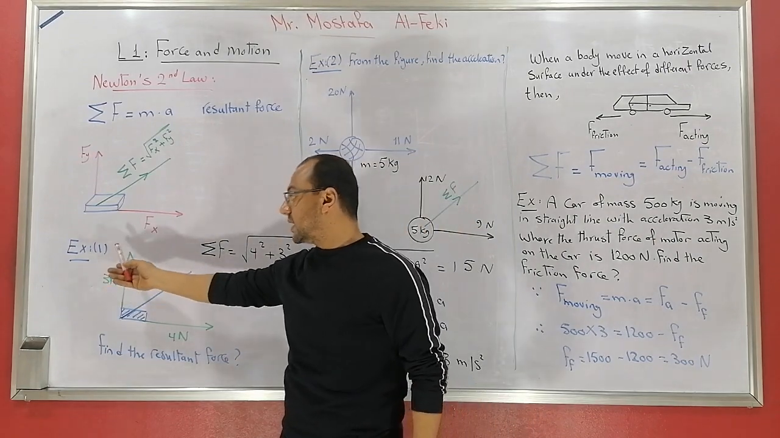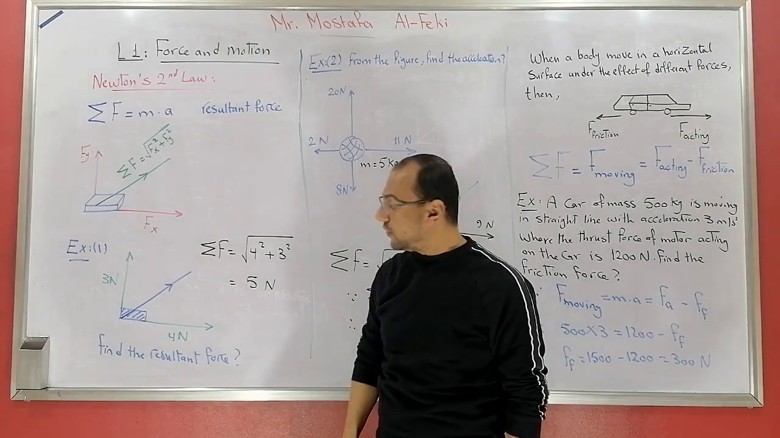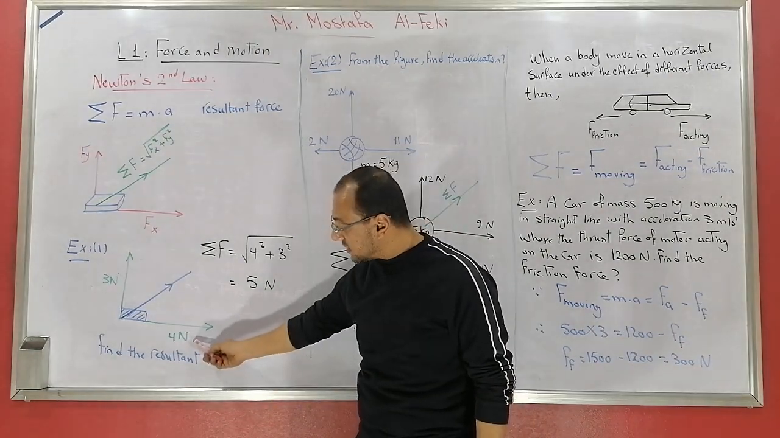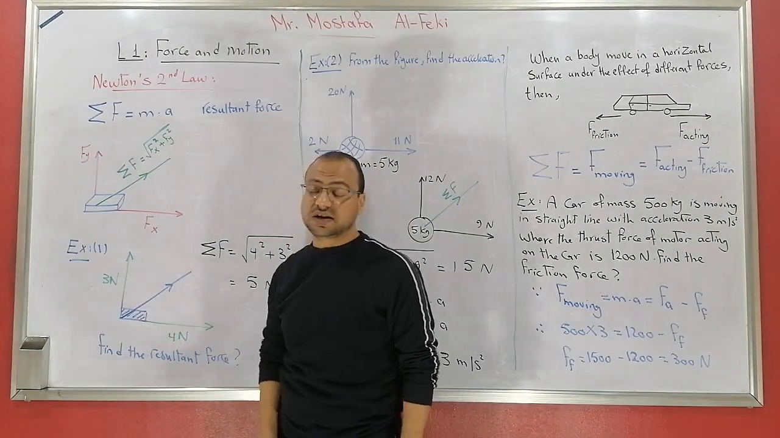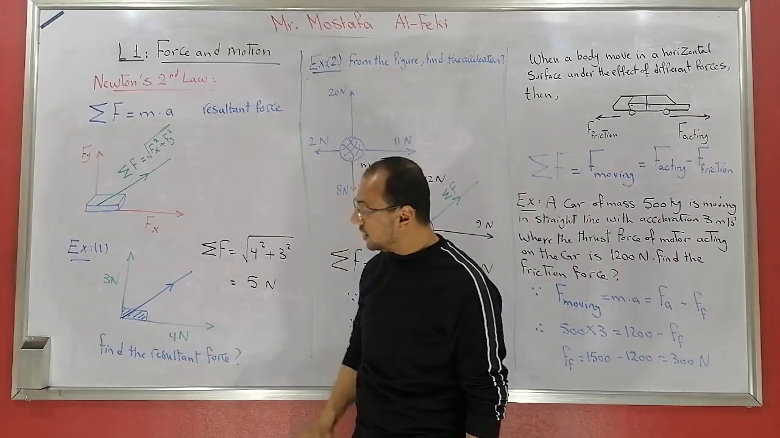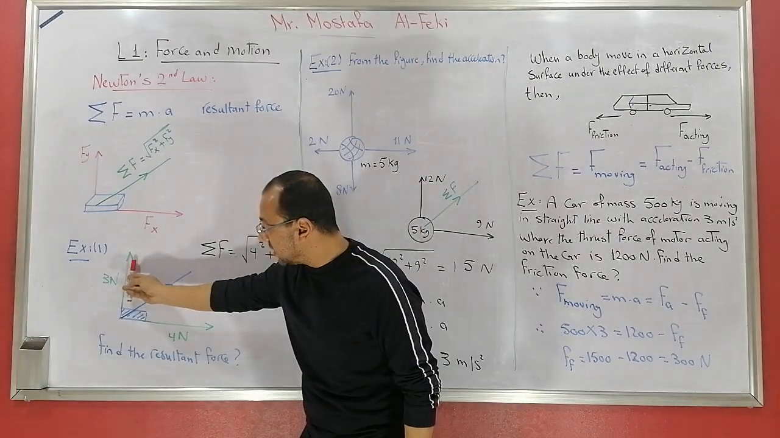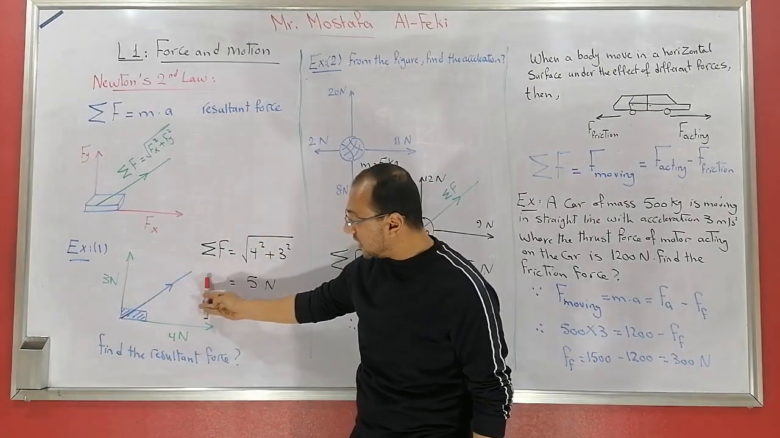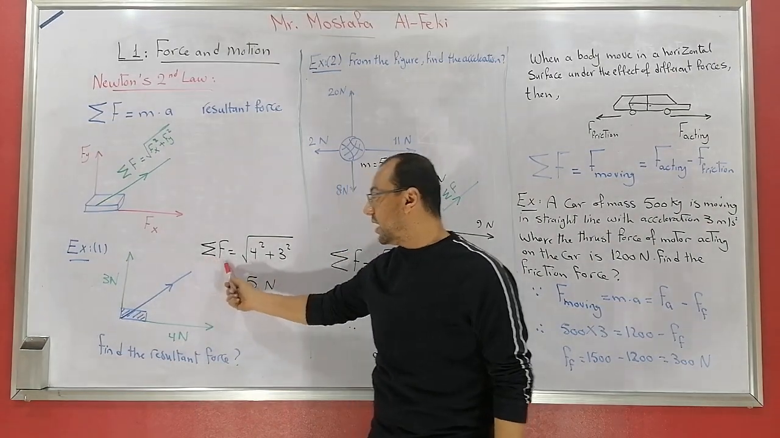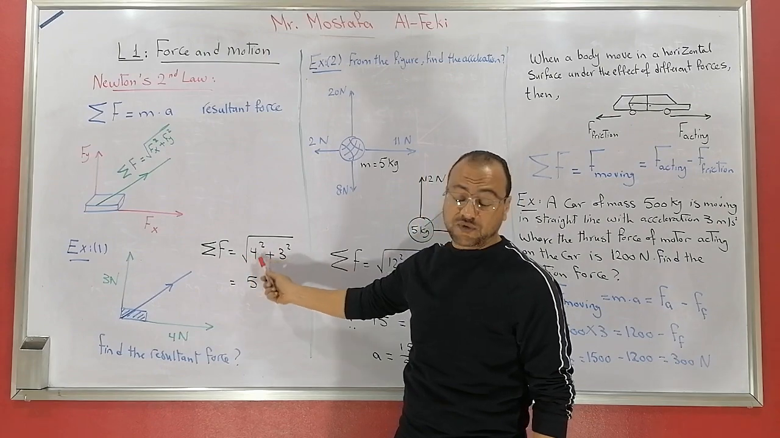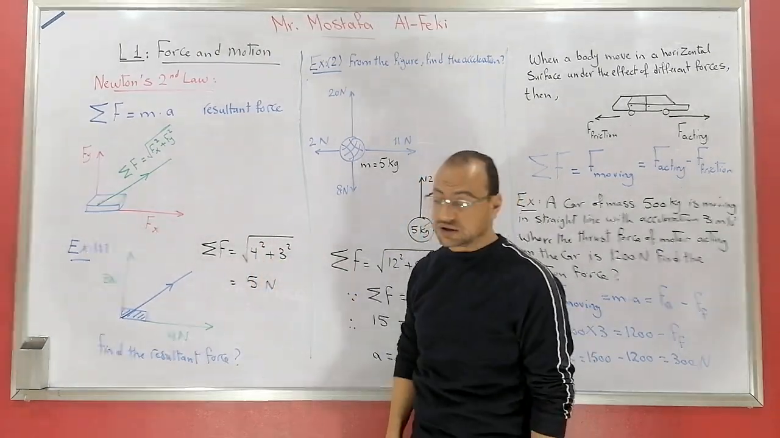Let's study this example. In the following figure, find the resultant force. We notice that the force in the x direction is 4 Newton and the force in the y direction is 3 Newton. To find the resultant force, let's move the force in the y direction to the other side to complete a right angle triangle. Then sigma F equals the square root of 4 power 2 plus 3 power 2, equals 5 Newton.